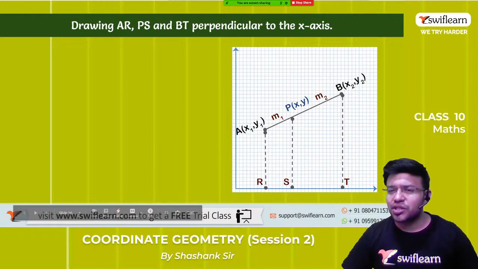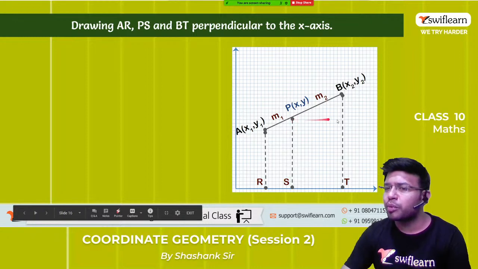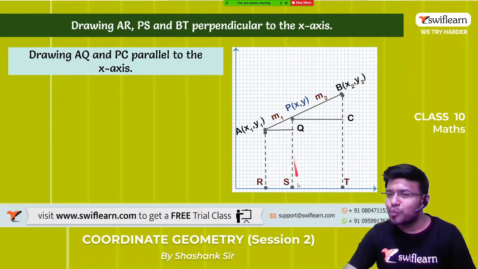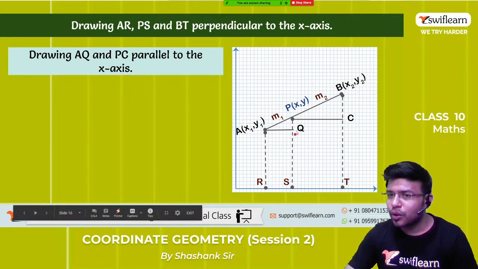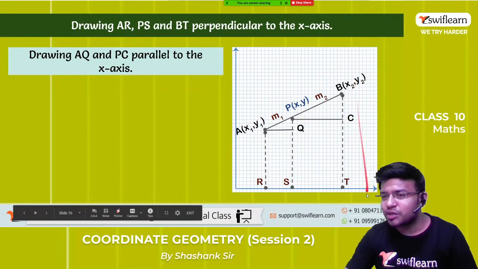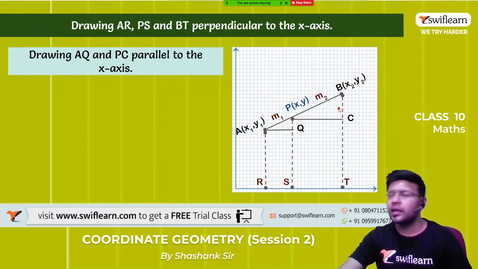Now this is the construction which we have done. Second, we need to draw perpendiculars like this. Draw AQ perpendicular to PS, which meets at Q. Draw PC perpendicular to PT, which intersects BT at C. Now we have our two triangles.